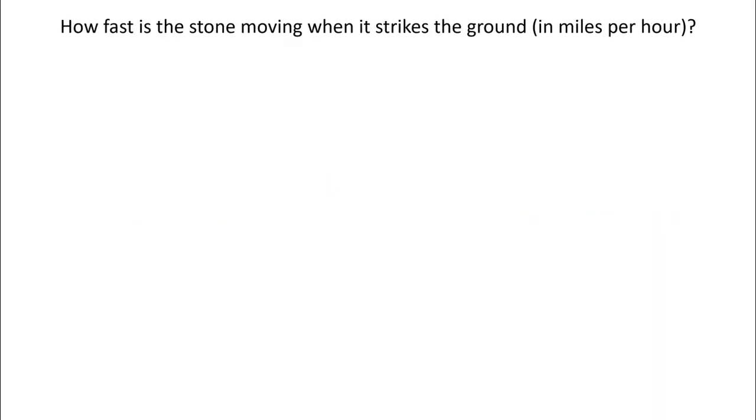And this question is a follow-up from the previous question. We want to know how fast is the stone moving when it strikes the ground in miles per hour. In other words, we want to know the stone's instantaneous velocity when it strikes the ground. Well, in the previous problem, we knew that it took 6 seconds for it to strike the ground. And we found in the previous example that substituting 6 in for the time in our original function told us how far the stone had fallen.